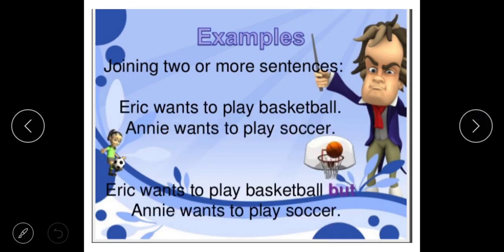Now, one more example, joining two or more sentences. Eric wants to play basketball, Annie wants to play soccer. So here are the two choices of Eric and Annie. So we can use here: Eric wants to play basketball, but Annie wants to play soccer. Here but is playing the role of conjunction.